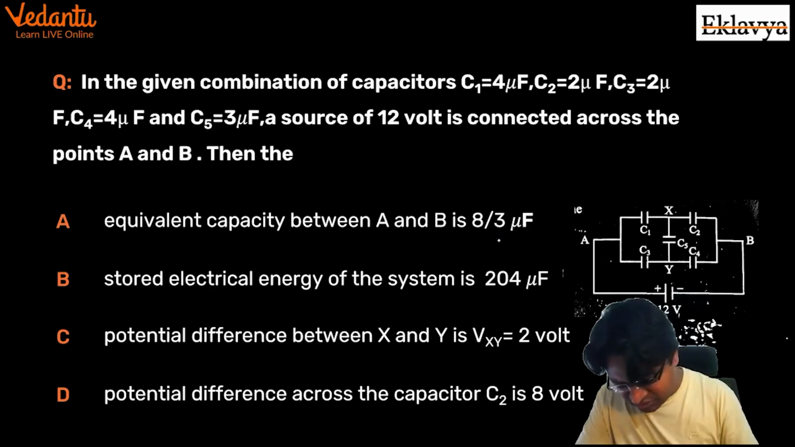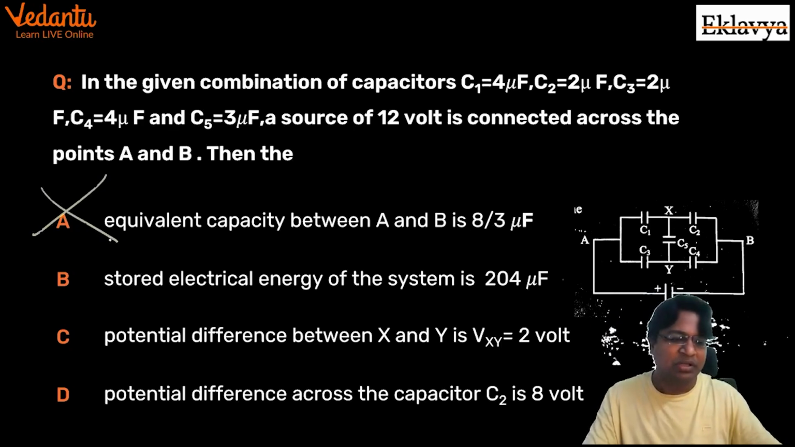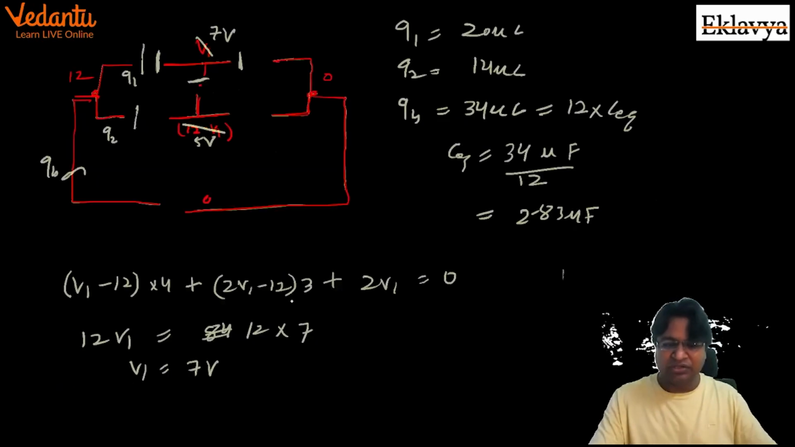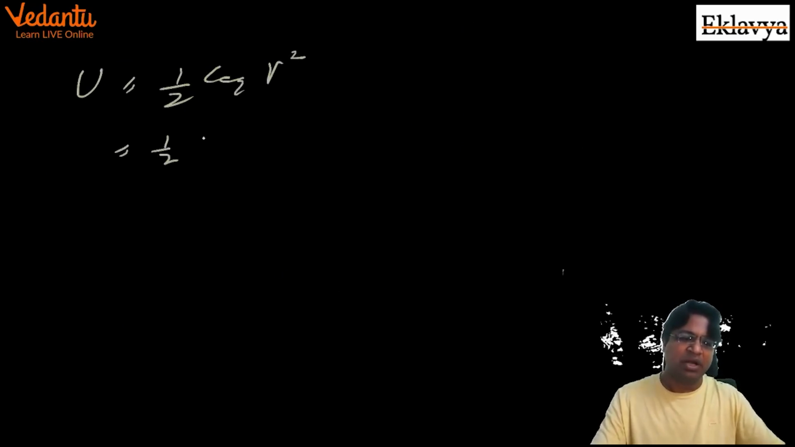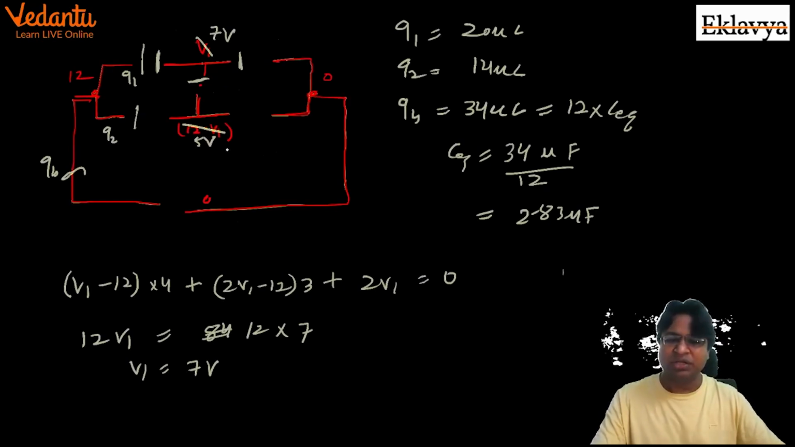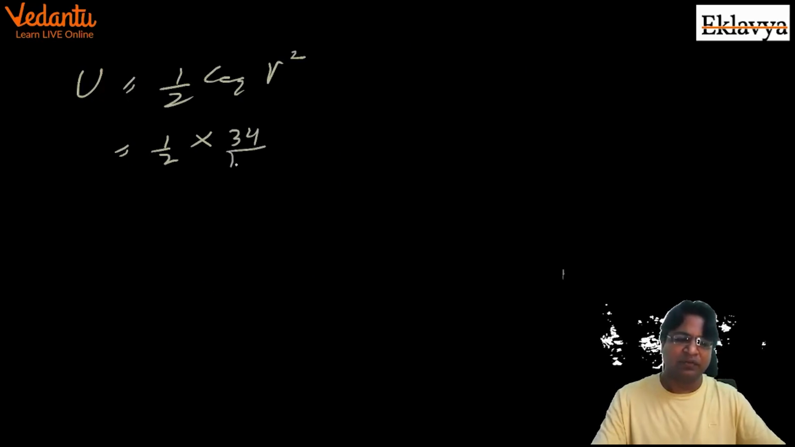8 by 3. 8 divided by 3, so this is not matching. Okay, stored electrical energy. So how do we calculate the stored electrical energy? That would be half into C equivalent into V square. So that would become half into C equivalent, which was 34 by 12 microfarad, into 12 into 12.